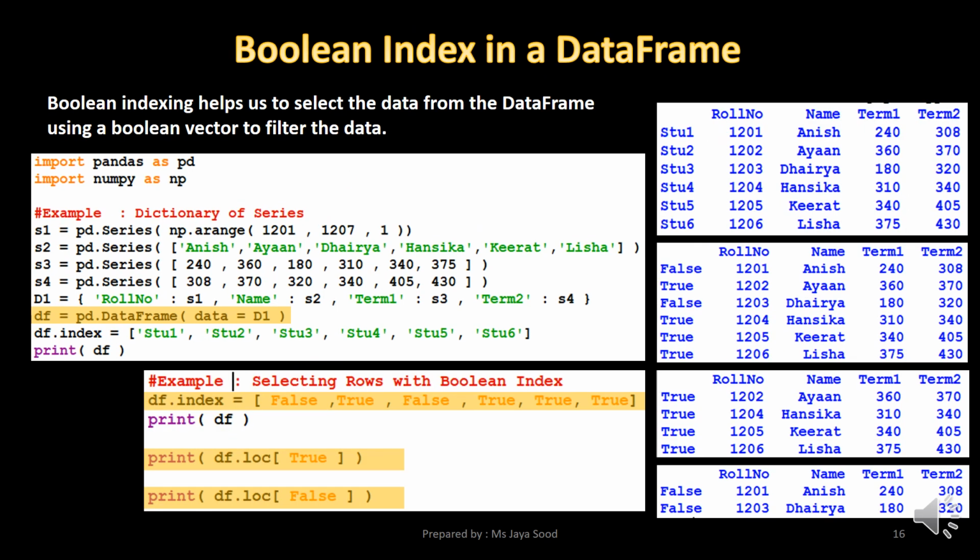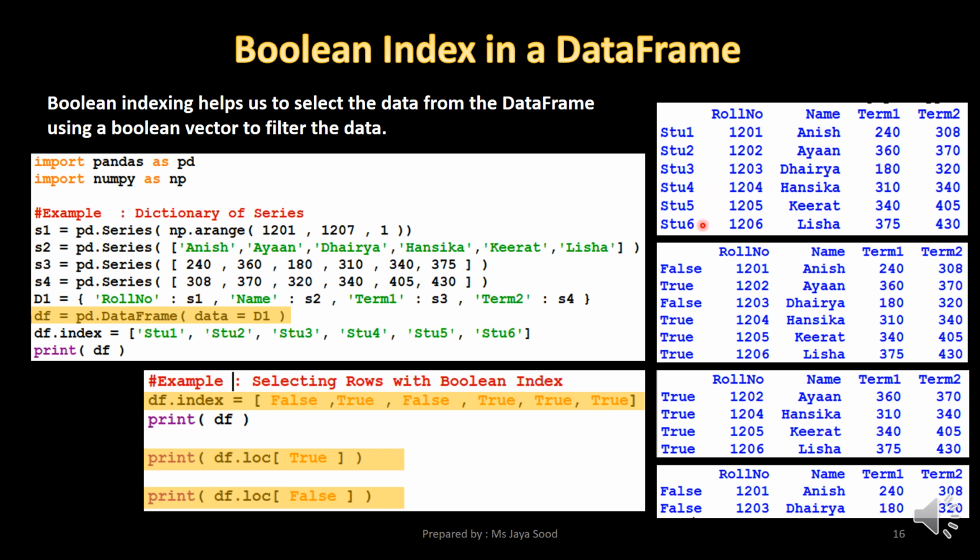Boolean index in a data frame. Boolean indexing helps us to select the data from a data frame using a Boolean vector to filter the data. In our example of a data frame created from a dictionary of series, we have 4 columns: roll number, name, term 1 and term 2. The default indexes are changed to stu1, stu2, stu3 and so on as shown here in the output.